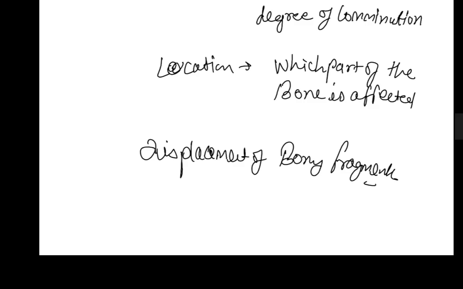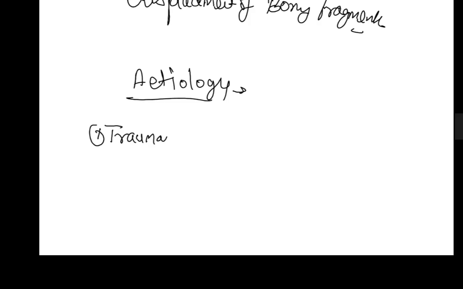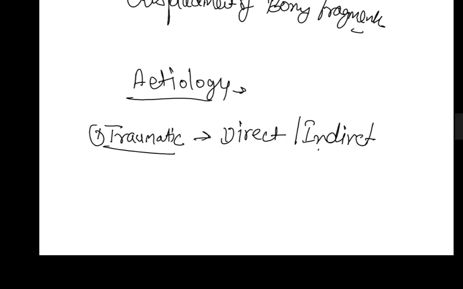Then comes the etiology. If we discuss them in particular, first we discuss the etiology. The first one is traumatic fracture. Any trauma, road traffic accident, either slip and fall or fall from height. The trauma can be a direct blow to the bone or indirect violence to the bone.